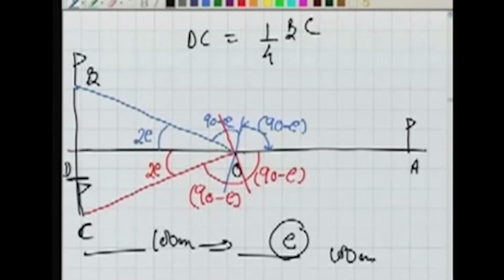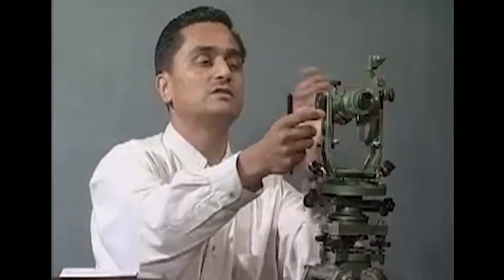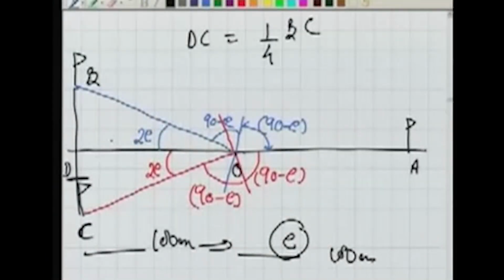So in ideal case, how much should I move my cross wire? Now my cross wire is somewhere here, and I should move my cross wire so that I start bisecting D. Well, this is what we do. We release the capstan screws, we move the cross wire in order to bisect this D. Let's say D is bisected.